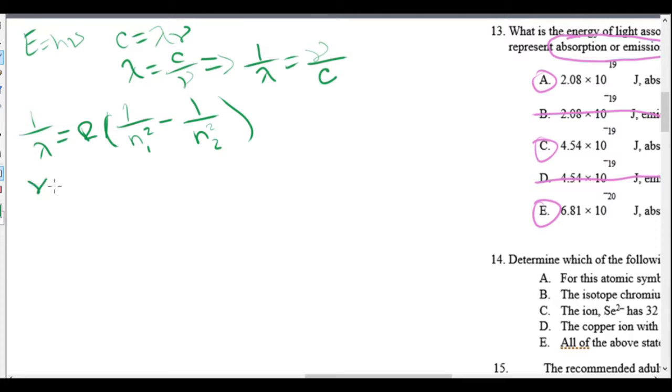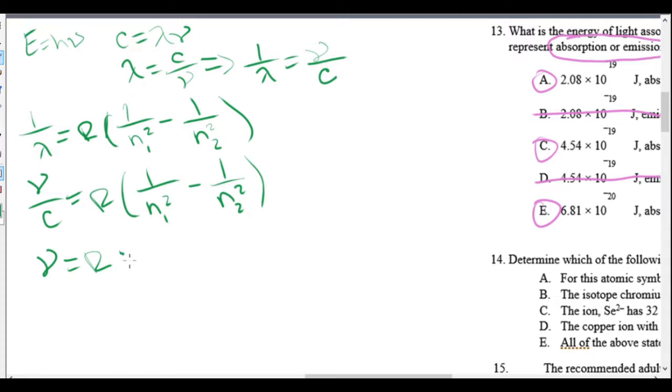And I said nu over c is equal to R times (1 over n1 squared minus 1 over n2 squared), which also tells me that nu is going to be equal to R times c times (1 over n1 squared minus 1 over n2 squared). I could just plug the h in right here, because we're solving for energy in the end, but I'm just going to do this after. So anyways, we'll find this answer, and we'll multiply it by Planck's constant, and that should give us our answer.